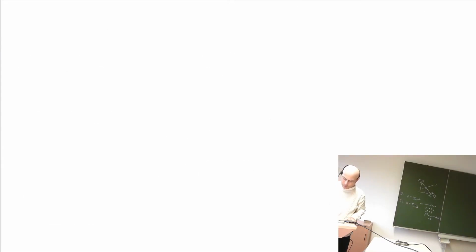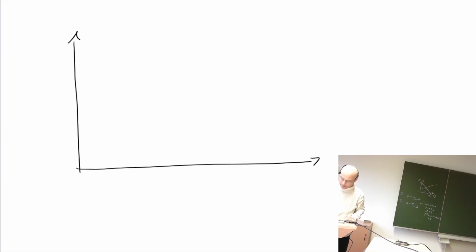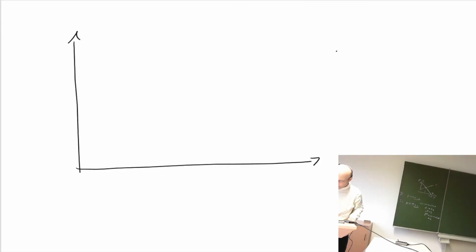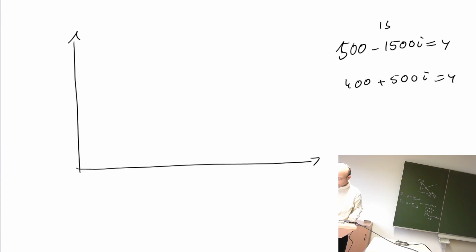Well, let's draw this also to be complete. So what do we have? We had IS: 500 minus 1,500i equals y. This was IS, and 400 plus 500i. This was our LM curve.